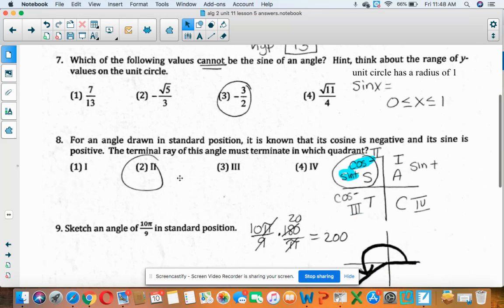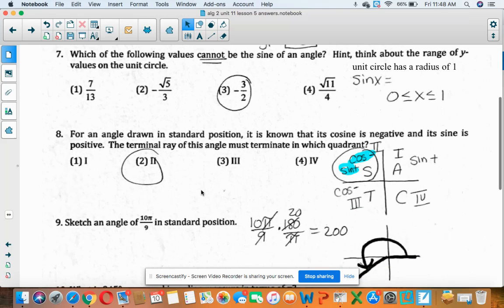Number 8, for an angle drawn in standard position, it's known that its cosine is negative. So I drew my little graph here with ASTC, All Students Take Calc. They're all positive in the first quadrant. Sine is positive in the second quadrant. That would make cosine negative. Tangent is positive in the third quadrant. That would make cosine negative. And in the fourth quadrant, cosine is positive.